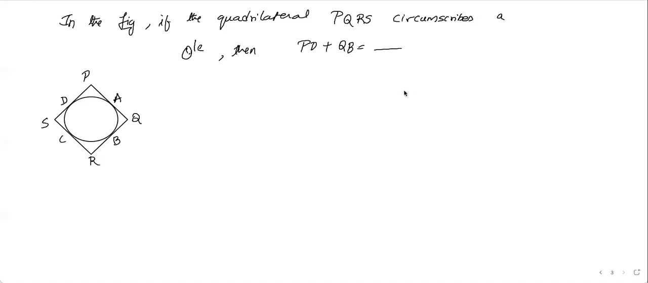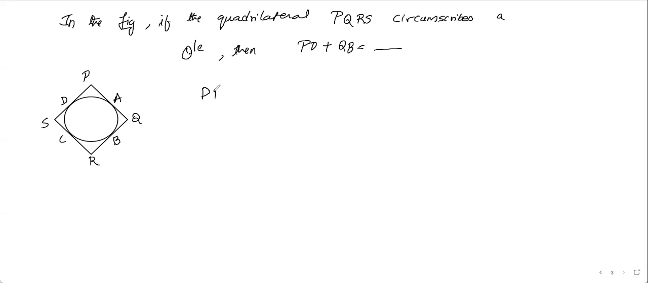Now let us solve this problem. You have PQRS circumscribes a circle, then you have to find PD plus QB, right? Okay, so given is PQRS circumscribes a circle, so that is all the sides of a quadrilateral are tangent to the circle.